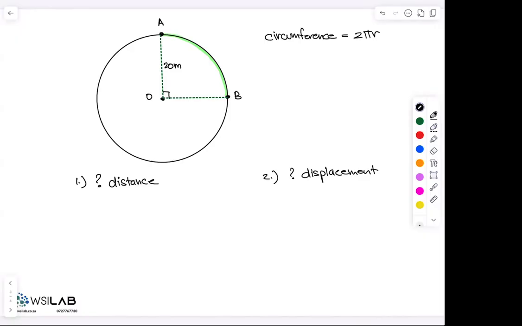Okay, so I'm done. I answered in math terms, trigonometry. Well, from A to B, the distance is just a quarter of the circumference of a circle.